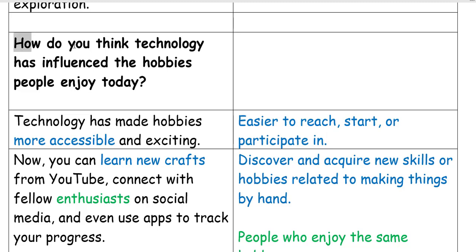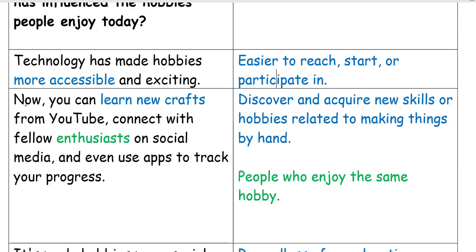How do you think technology has influenced the hobbies people enjoy today? Technology has made hobbies more accessible and exciting. The phrase more accessible means that something has become easier to reach, start, or participate in. Next. Now you can learn new crafts from YouTube, connect with fellow enthusiasts on social media, and even use apps to track your progress.